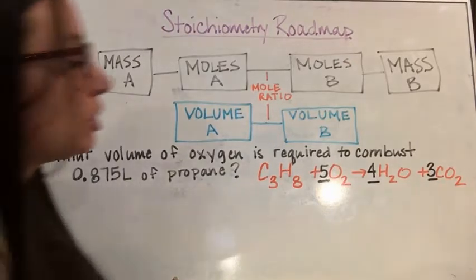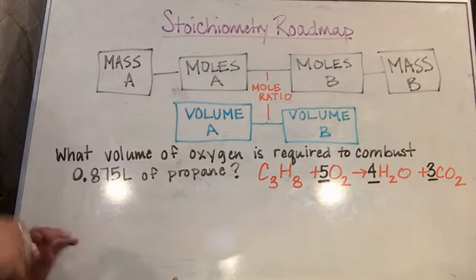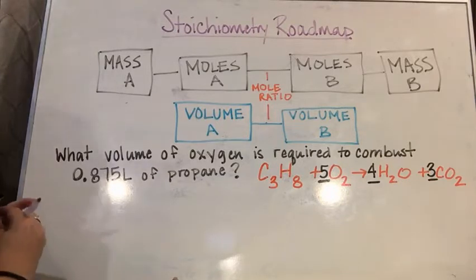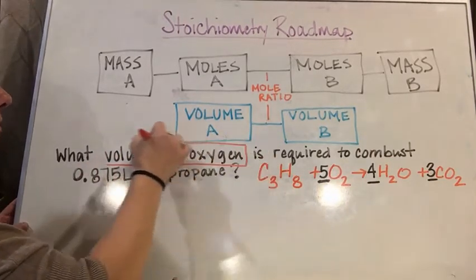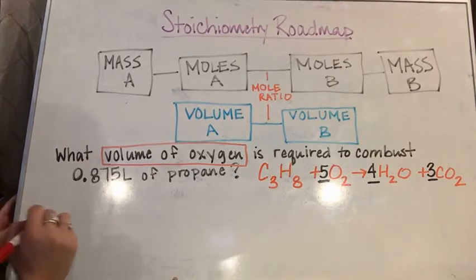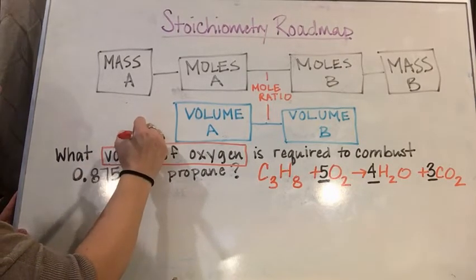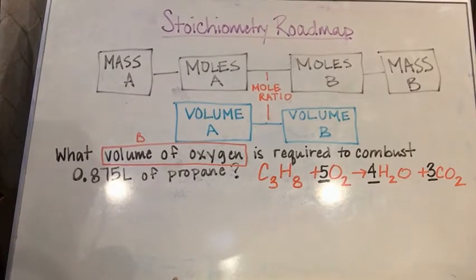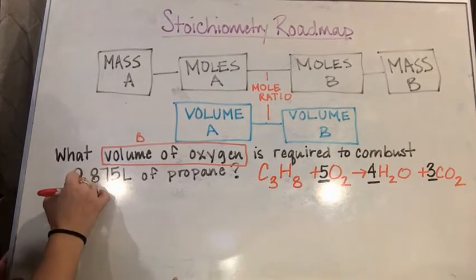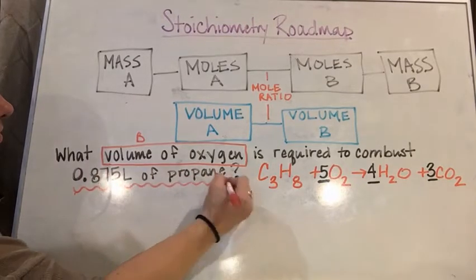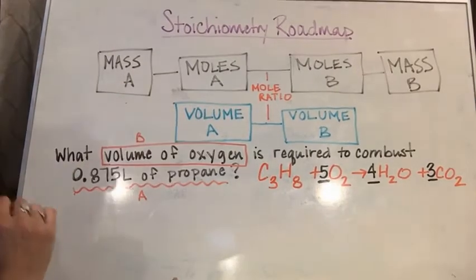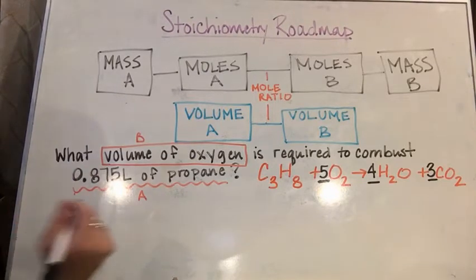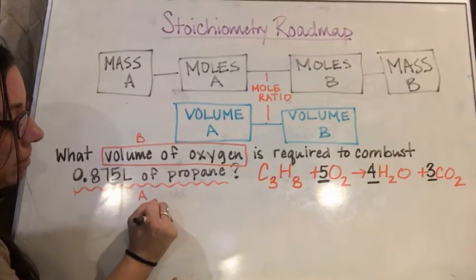So now we're going to set up the conversion. The problem is asking us what volume of oxygen is required. So the volume of oxygen is what we're looking for. That's the one we don't know. So that is volume B. Is required to combust 0.875 liters of propane. Okay, that's the one we know. So that is volume A. So we're going to use our mole ratio to convert volume A to volume B. So let's write what we know. We're going to make that a fraction by putting it over 1.